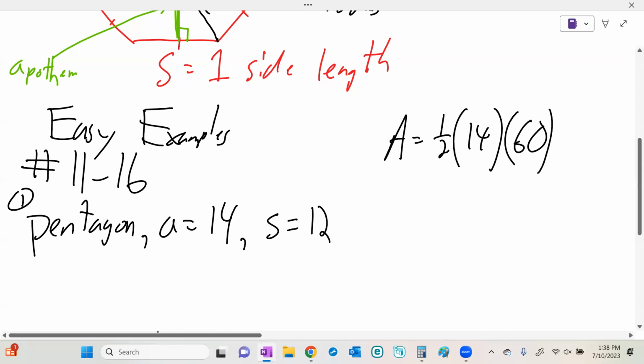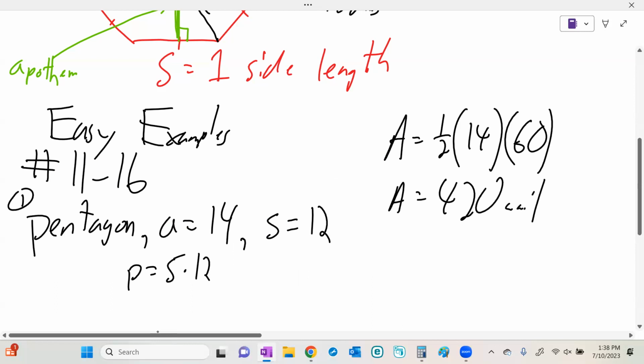60. Again, we get the perimeter because we just did 5 times 12. Then you can throw that all in your calculator. Let's see. Half 14 is 7. 7 times 6 is 42. Times 6 is 420. This would be units squared.